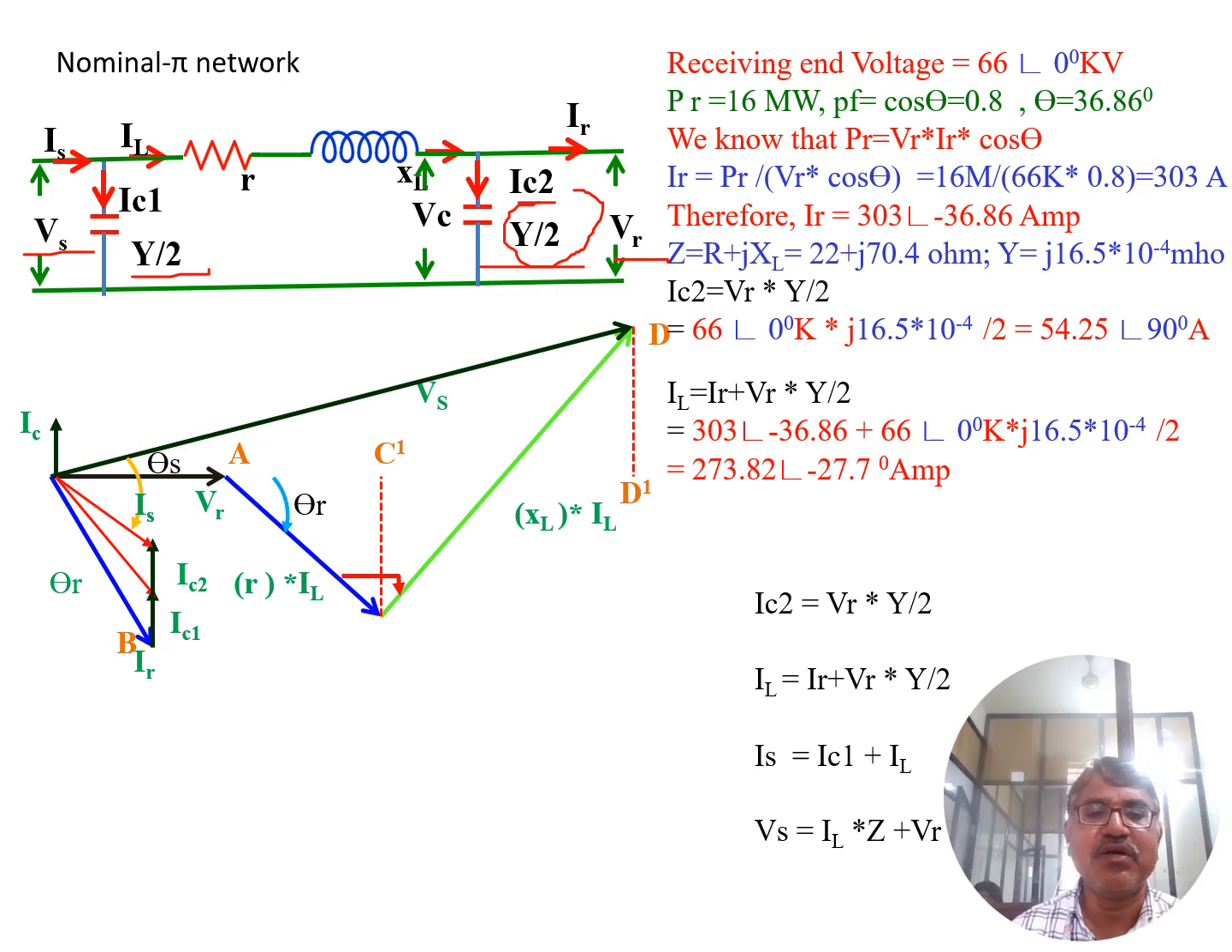In this circuit, there are IC2, IC1 and IL, and another current is IS. These are unknown values. What are they? IC2, IC1, IL, IS. As per the given data, we have to calculate these unknown parameters. Again, the receiving end voltage is 66 kV, PR is equal to 16 kilowatts, and the power factor is equal to 0.8. From that, the receiving end current is determined as 303.